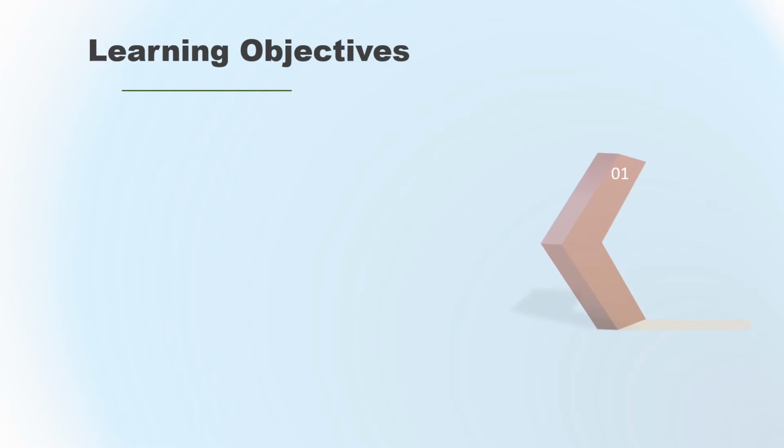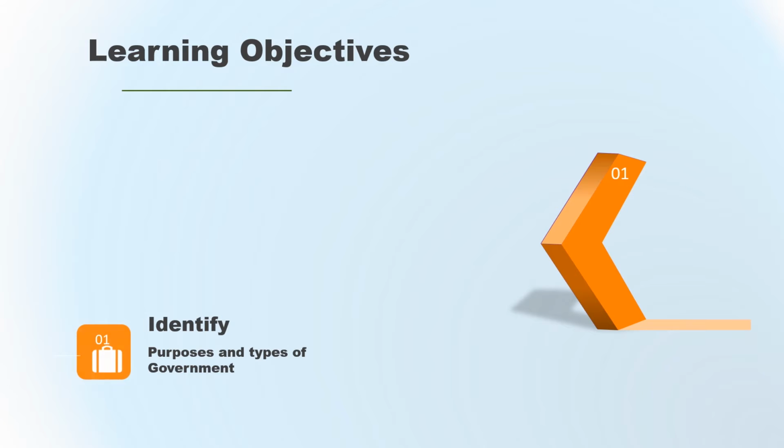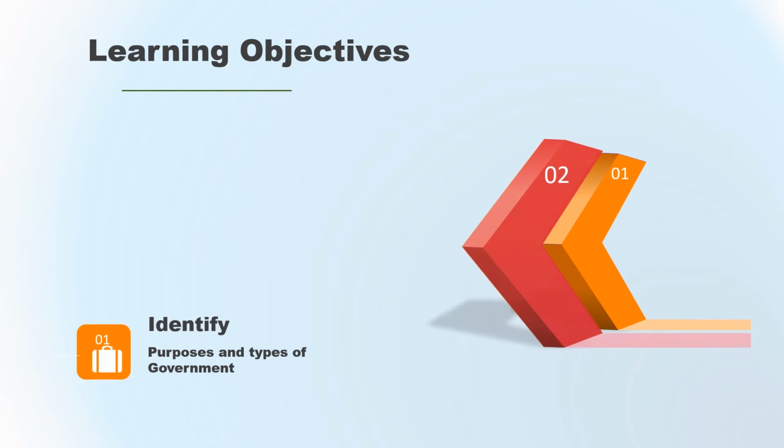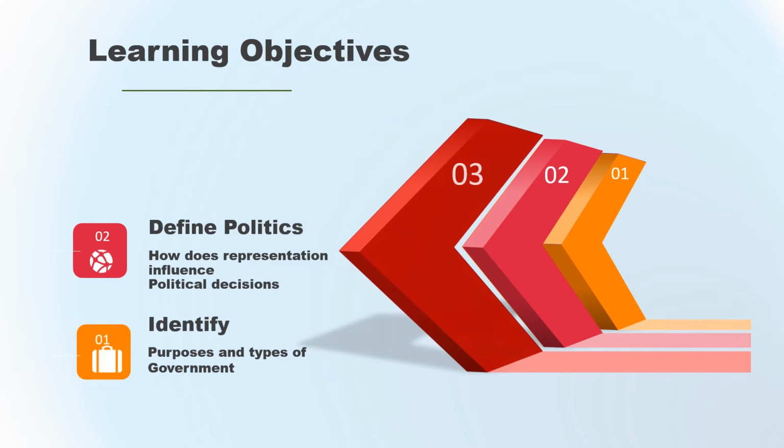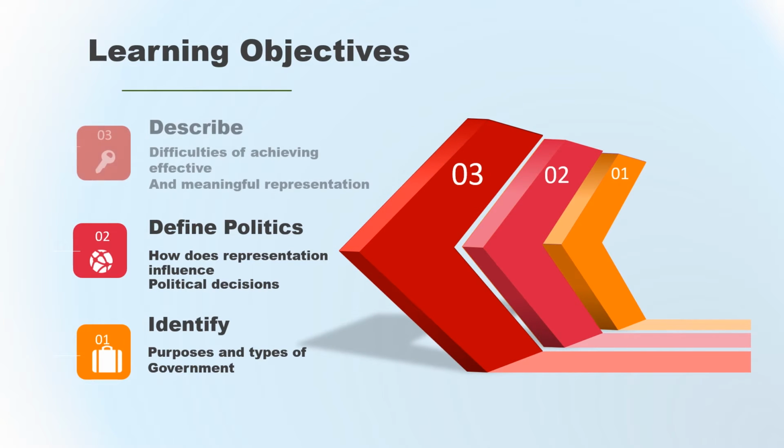The learning objectives of this presentation are to identify the main purposes of government and the major types of government, including constitutional democracy, to define politics and explain how representation enables citizens to influence political decisions, to describe 3 reasons why achieving effective governance and meaningful representation can be difficult even when people agree on these principles.